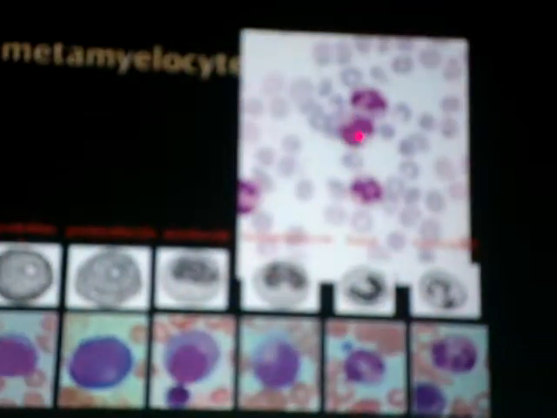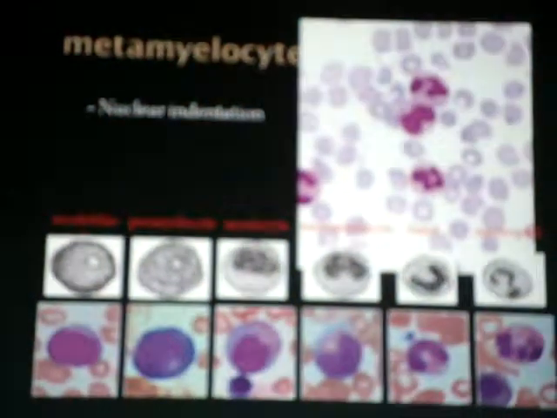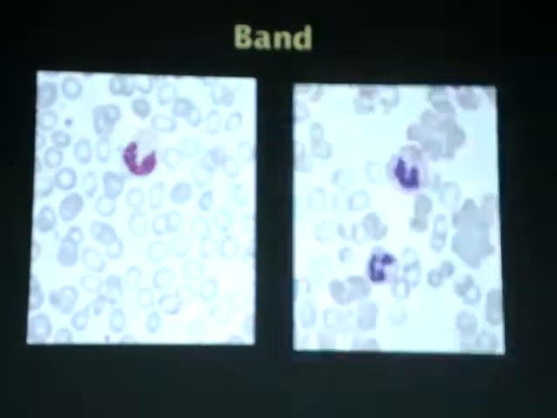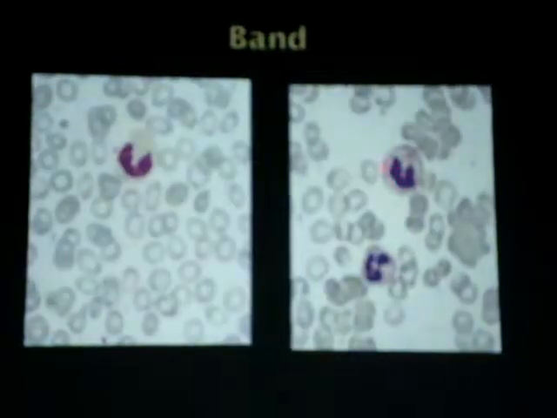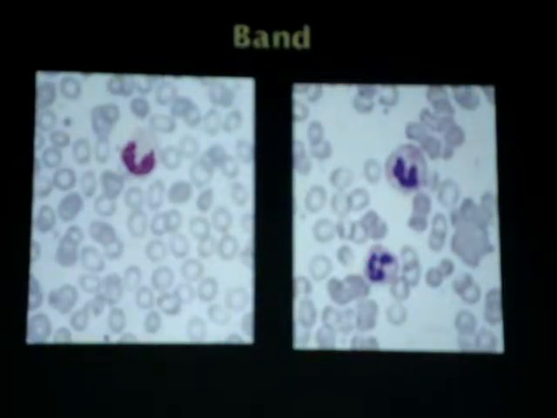Then next cell in the series, the band cell. That's a metamyelocyte. Metamyelocyte, and then next is the band cell. Okay, that's another appearance of a band cell. Notice the difference of a band cell with that of a mature or segmented neutrophil.